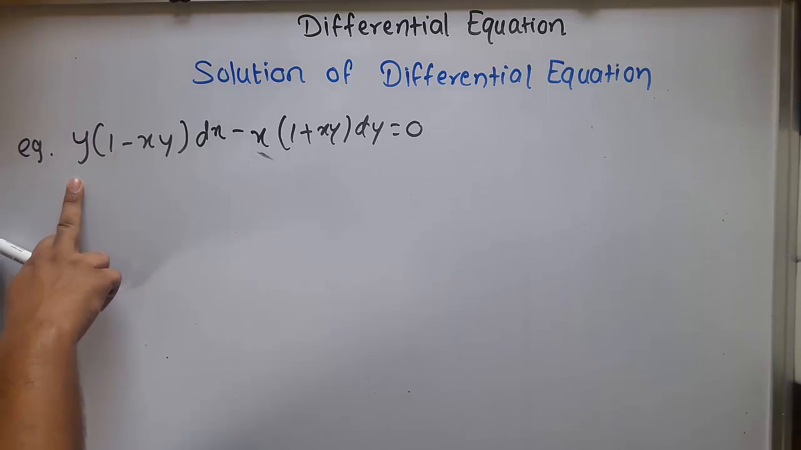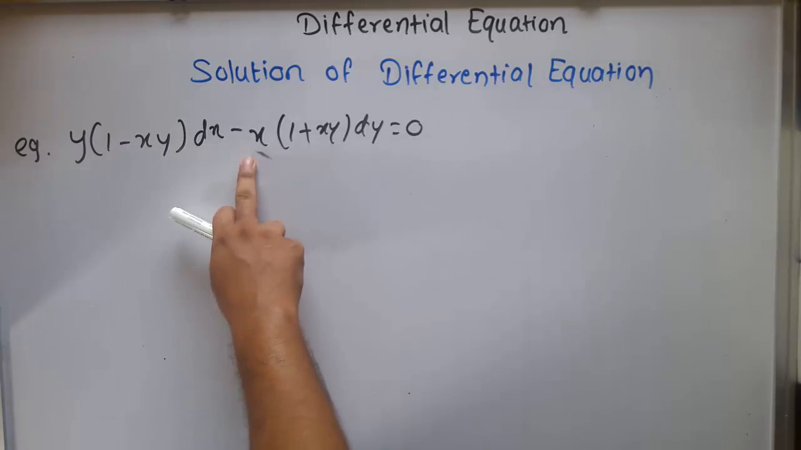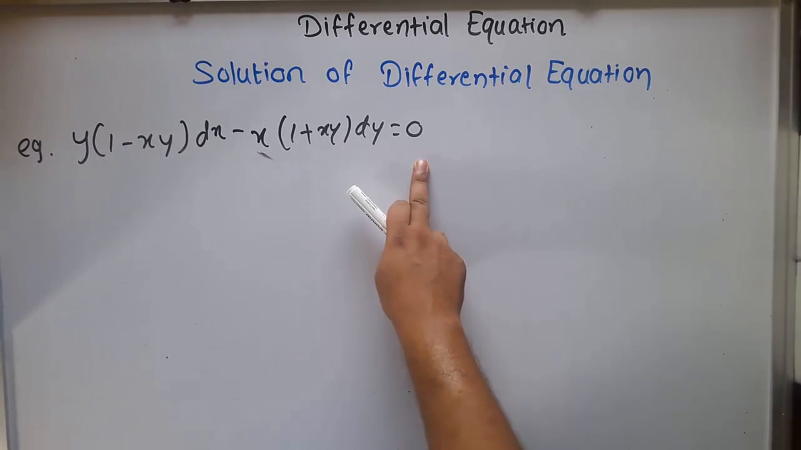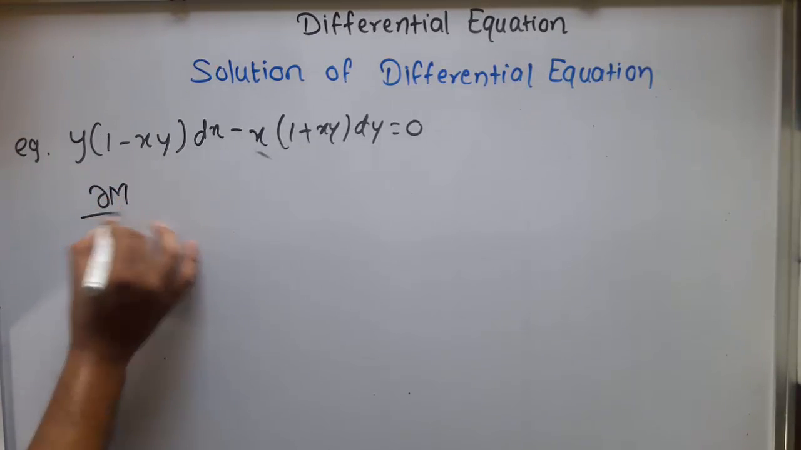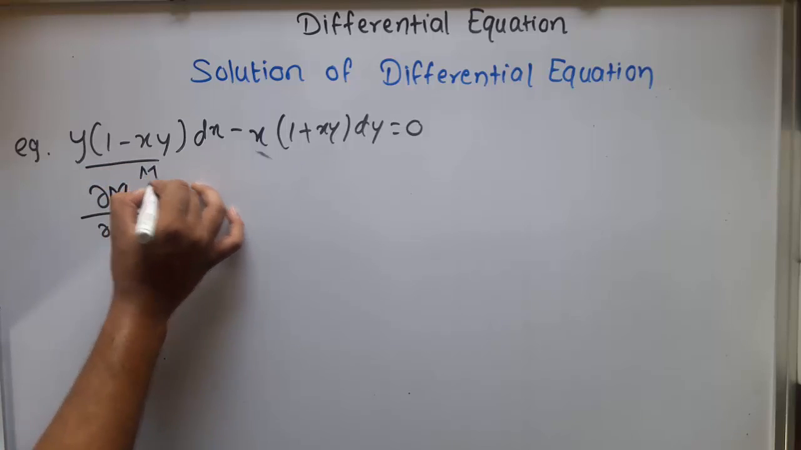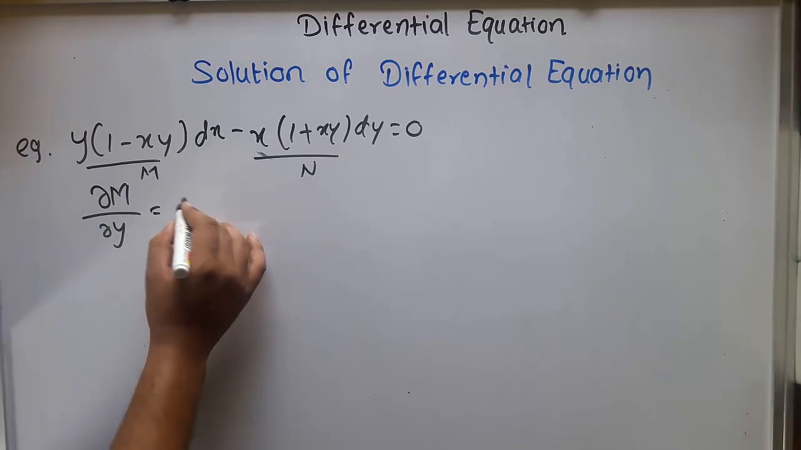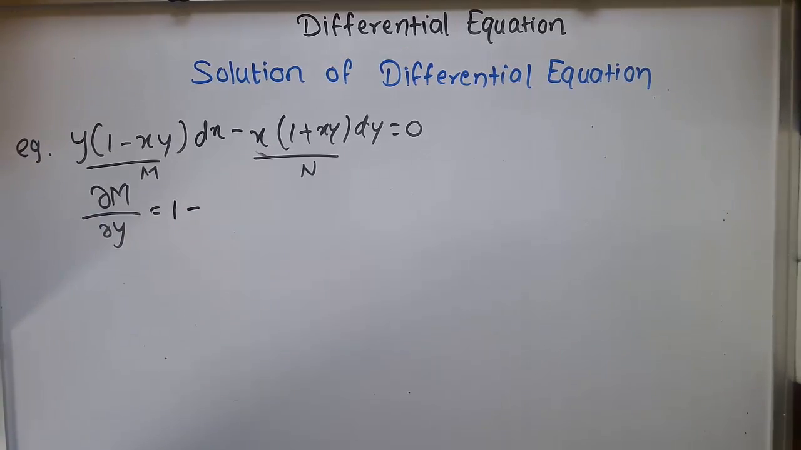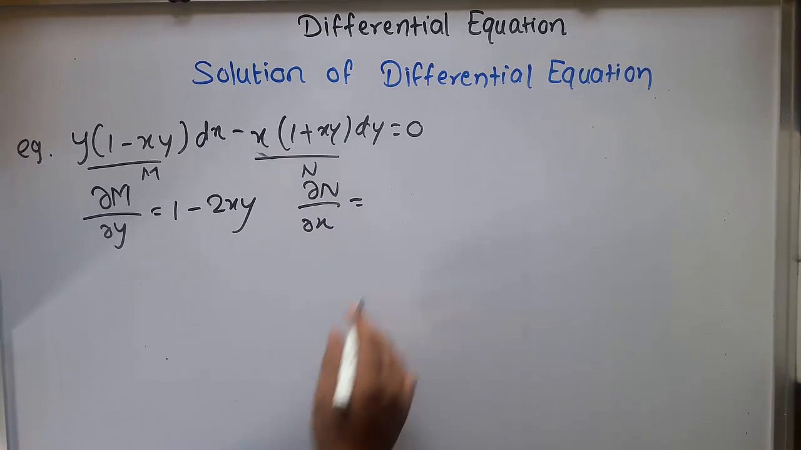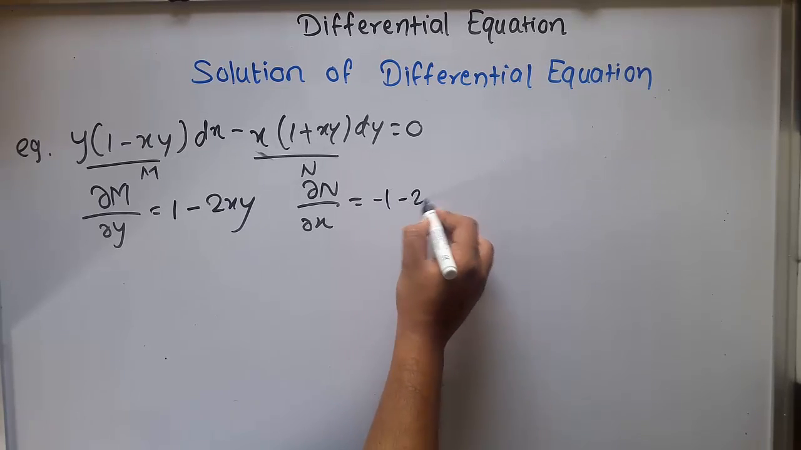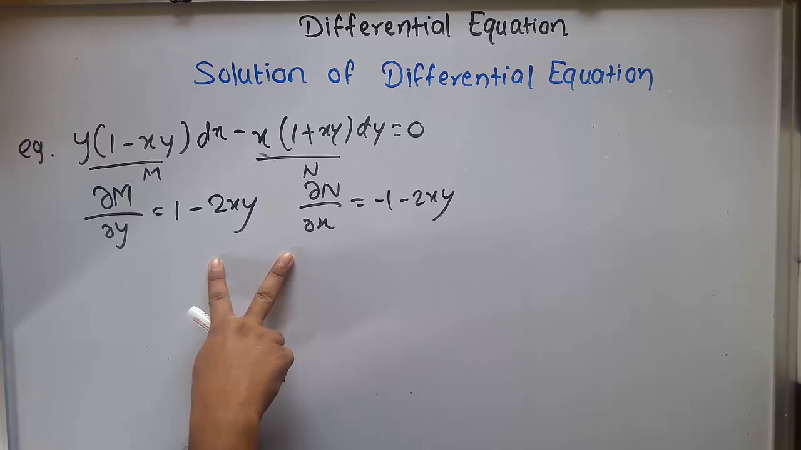Next problem, we have the equation y(1 minus x square) dx minus x(1 plus xy) dy equal to 0. Now first thing we find del M by del y. This is our M and this is our N. So del M by del y gives you 1 minus xy and del N by del x gives minus 1 minus 2xy. So again we found that this is not an exact differential equation.